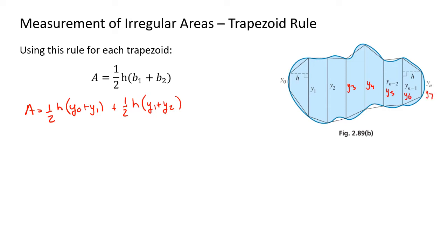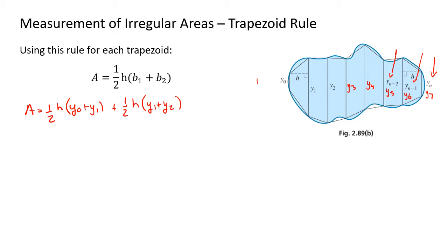So you can see that the last one is y7. So the one directly before it would be y to the n minus 1, or in other words, 7 minus 1 gives you 6. And the one before that is y to the n minus 2. Okay, so these are the last three measurements that you would take.